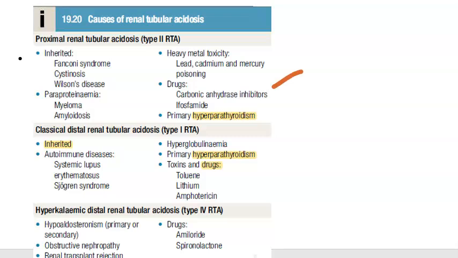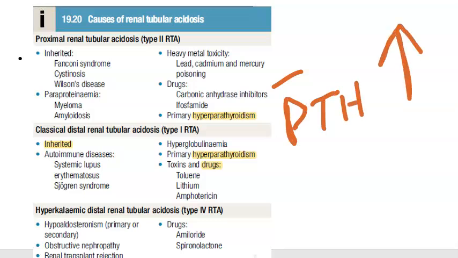Drugs like carbonic anhydrase inhibitors. Give some example. Carbonic anhydrase inhibitor like acetazolamide, etc. Right? Then ifosfamide, primary hyperparathyroidism. May blame the parathyroid. Okay, here primary hyperparathyroidism.